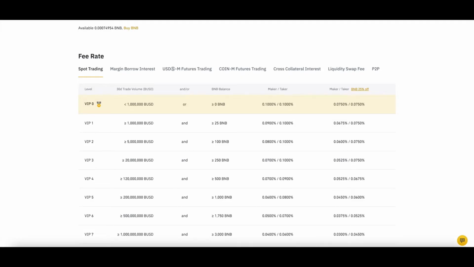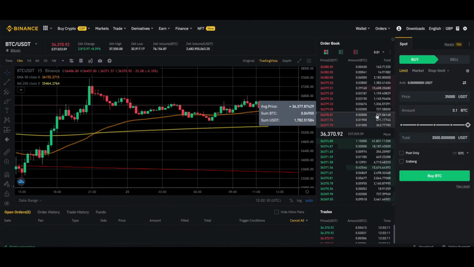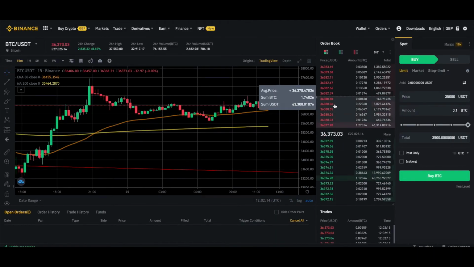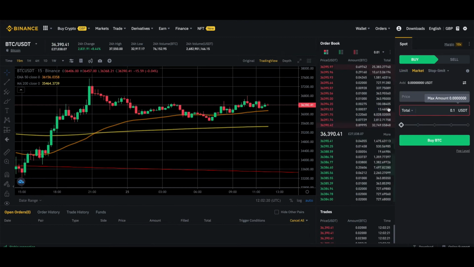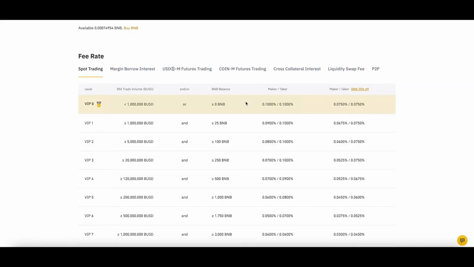If we go over to the fees here on spot trading, what you've got is makers and takers. If you are doing a limit order, then you are making liquidity. You are putting an order onto the order books to make liquidity. Now if you're doing a market order, you are just taking the next offer that's available. So you are taking liquidity. So the fees are there to reflect that.